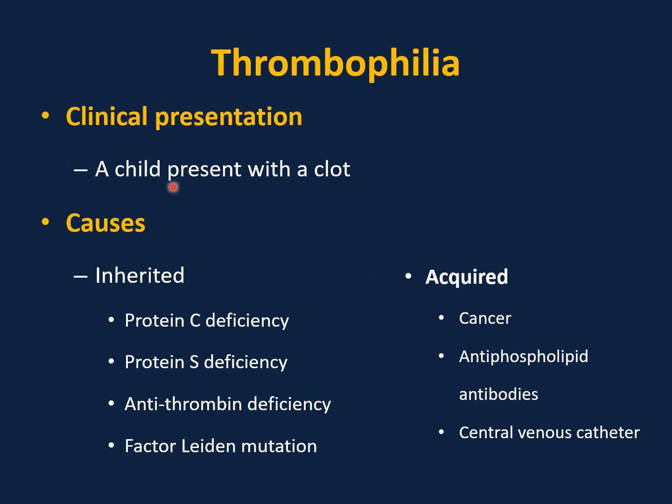Thrombophilia means a child presents with a clot. The causes are either inherited or acquired. Inherited: protein C deficiency, protein S deficiency, antithrombin deficiency, and factor V Leiden mutation. Acquired, like in cases of cancer, antiphospholipid antibodies, central venous catheter.